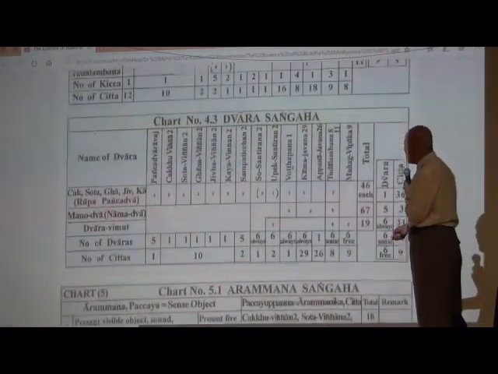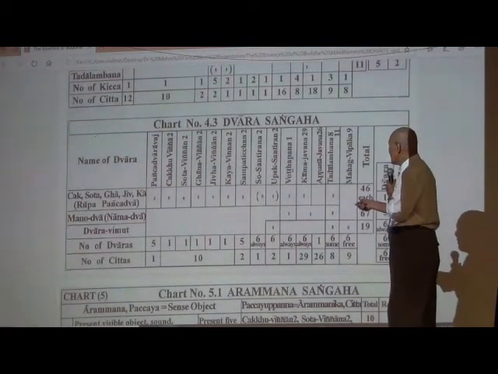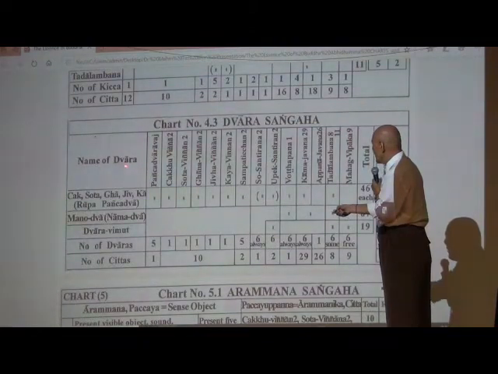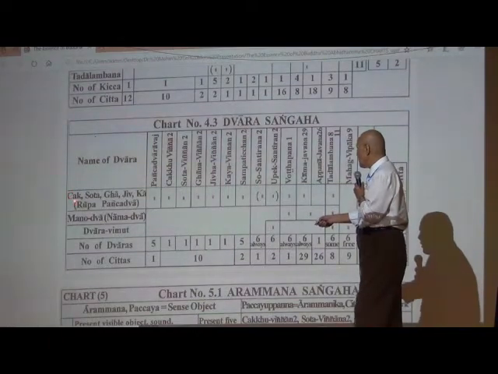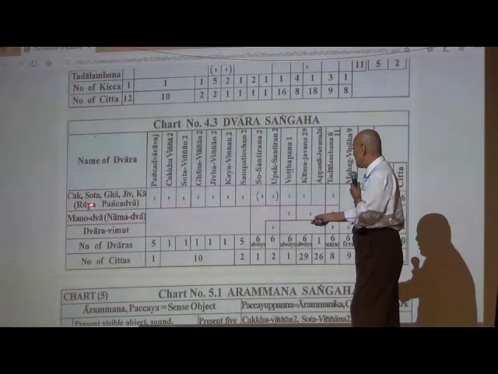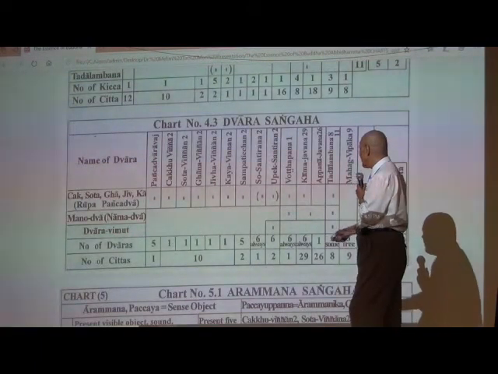we get. So this is what we are saying now. So the names of the dwaras are given here. So what are the dwaras? Eye door, ear door, nose door, tongue door, body door. They are material doors, rupa, the pancha dwara, the five material doors. And the mano dwara, the mind door. And then dwara vimukti, actually the full name is vimukti. So door free.